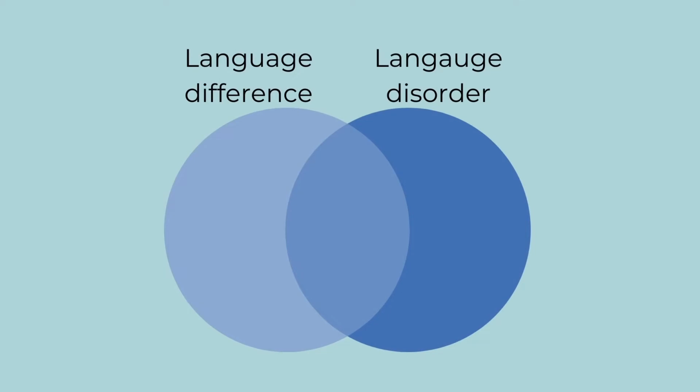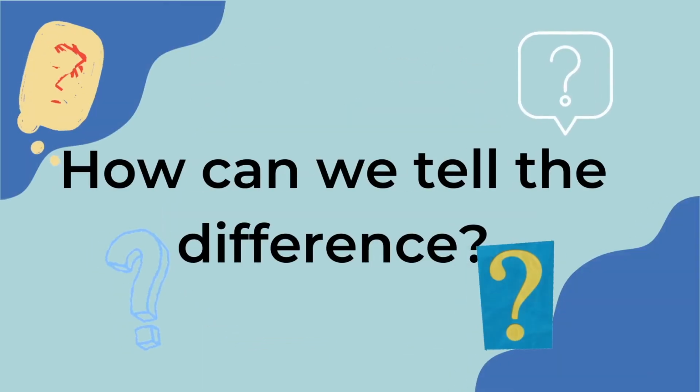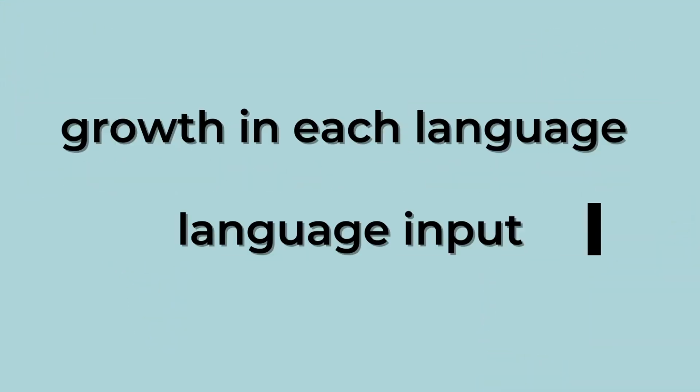In the previous video, I briefly mentioned the topic of language differences versus language disorders. This video will provide more information about how that is related to DLD. As previously mentioned, there's a very fine line between what constitutes a language disorder versus a language difference. So how can we tell the difference? There are two factors we can consider: growth in each language and language input.